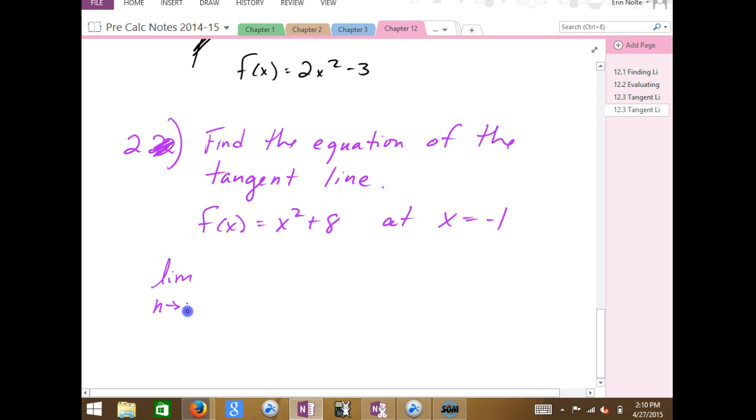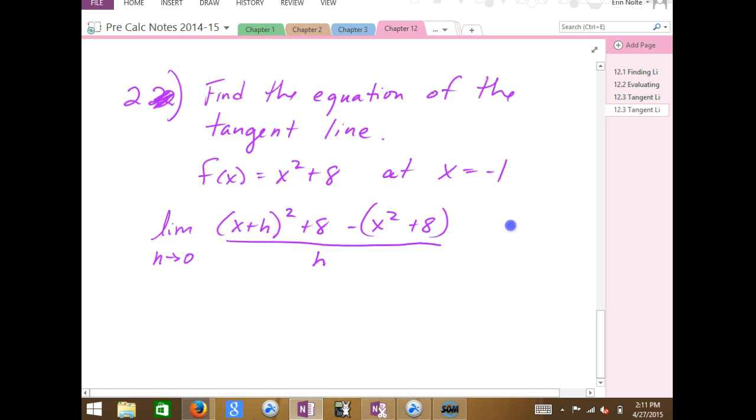The limit as h approaches 0. So what do I do first using the difference quotient? Plug in x plus h into my x. So I have x plus h squared plus 8. Everybody good with that piece? Now I'm going to subtract my function, x squared plus 8, and it's all over h. Is everybody good?